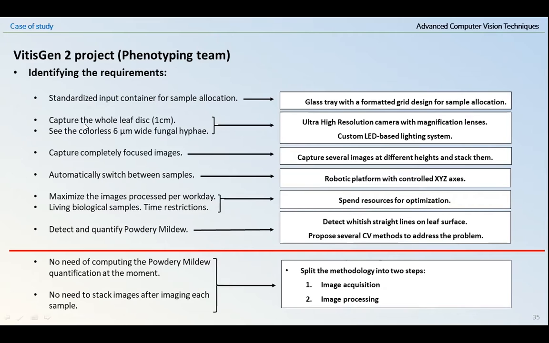We need to capture as much leaf disk area as possible, but also at the same time, we need to be able to see those fungal hyphae within the same image. So we decided to use an ultra high resolution camera with 4x magnification lens. In order to highlight those fungal hyphae in the image, we decided to build a custom angled LED system, which was especially designed for those hyphae.